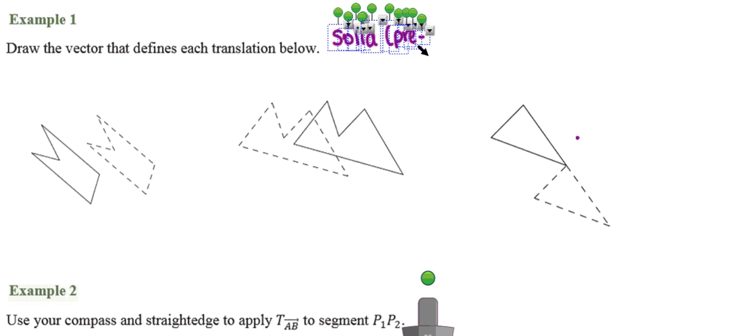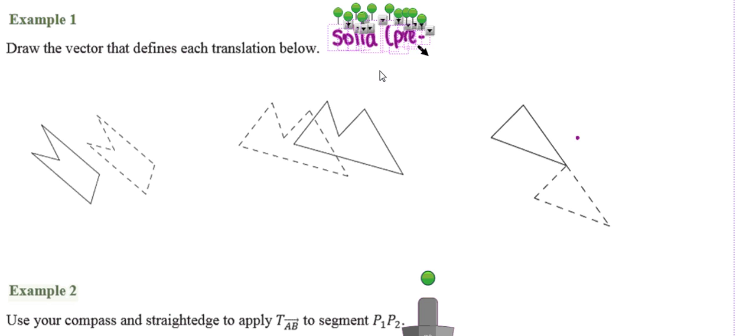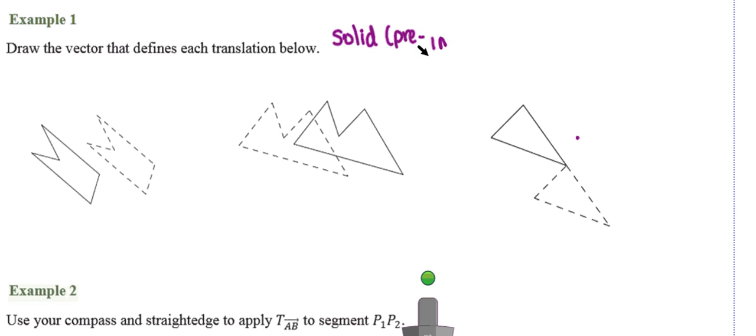And the pre-image, remember, would be whatever it is that you're starting with. So that's my pre-image. And I'm going to say, let's let the dotted one be my image. So that's where I end up after the translation is performed.